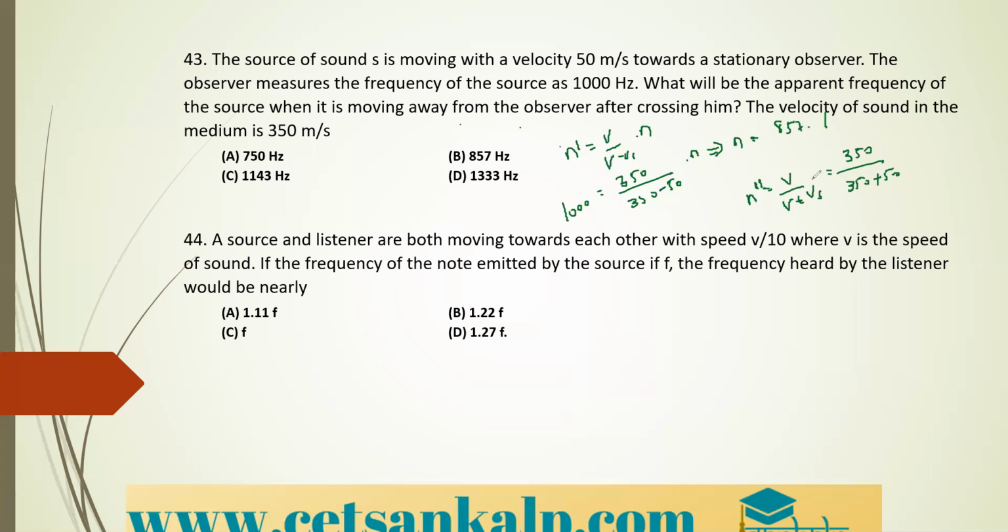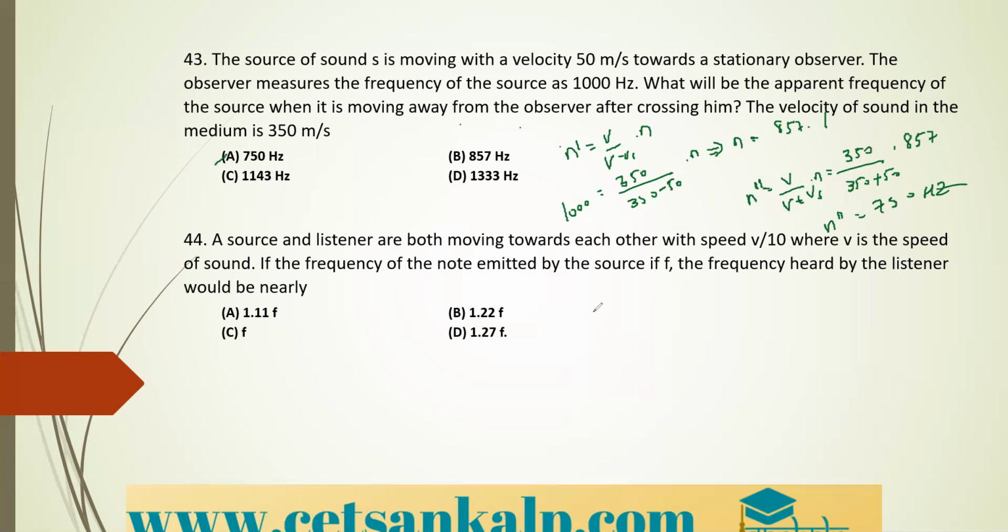into n. The n value we just calculated is 857.1, so we can round it up and take it as 857. Therefore, n double dash is equal to 750 hertz. The correct option is option A. Option A is the correct option.